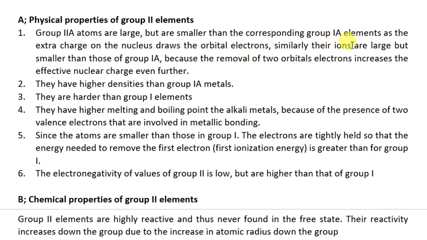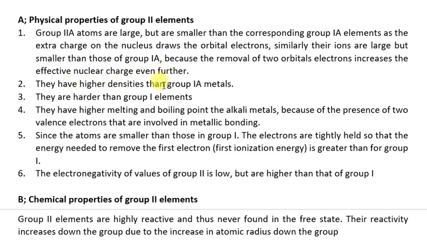Similarly, their ions are larger but smaller than those of group 1A because the removal of 2 electrons increases the effective nuclear charge even further. So that's about the atomic size and ionic size.